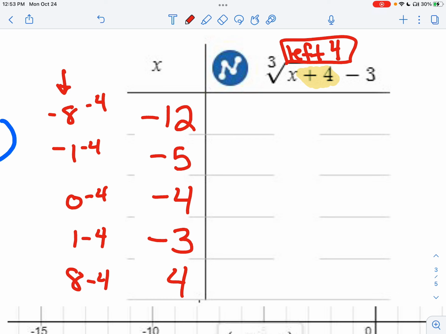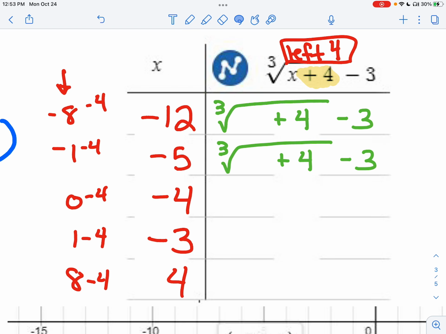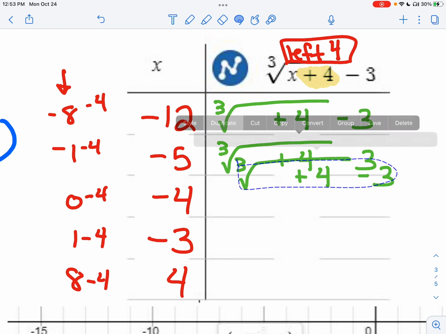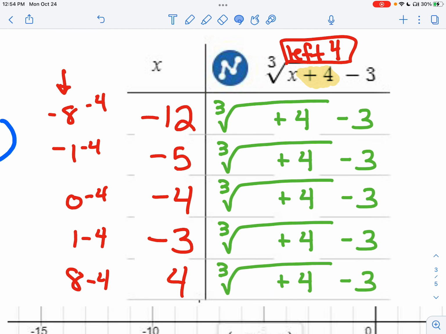Now I know you're dying to know, why does that make such a big deal? Well, let's go ahead and plug those in and see that we can actually do this in our head. So there it is. I'm going to go ahead and duplicate that a few times and put that all the way down. So all I had to do is fill in my x. Notability is such a great tool. On the first one, please put in -12 for x, then put in -5, then -4, then -3, and then 4.